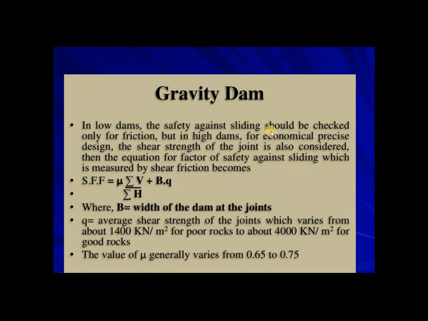In a low dam, the safety against sliding should be checked only for friction, but in a high dam, for economical and precise design, the shear strength of the joint is also considered. So the equation for the factor of safety against sliding, which is shear friction, becomes this one plus this one, where B is the width of the dam at the joints, Q is the average shear stress of the joint, which varies from 1400 to 4000 kN per square meter, and mu is generally from 0.65 to 0.75.